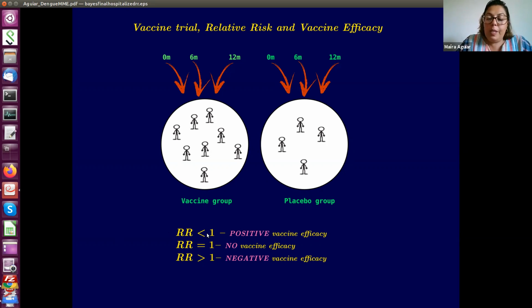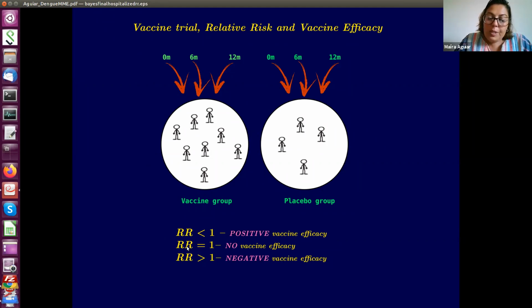So when the relative risk is larger than 1, which means that you have more people infected in the group receiving the vaccine than in the group not receiving the vaccine, we have a negative vaccine efficacy, which means that the vaccine is generating more cases of the disease than in a population without this vaccine. However, when the relative risk is smaller than 1, you have more people having experienced the disease after receiving the placebo rather than the vaccine. So we have what is called a positive vaccine efficacy, which means that the vaccine is protective.